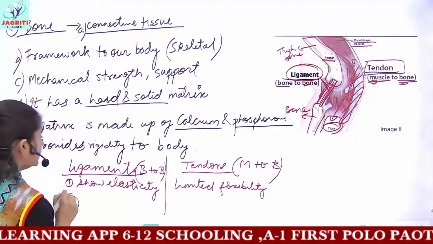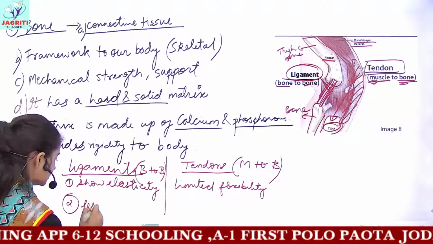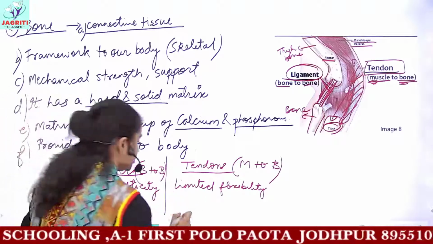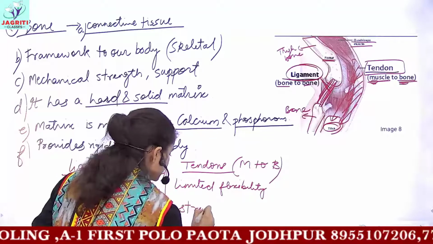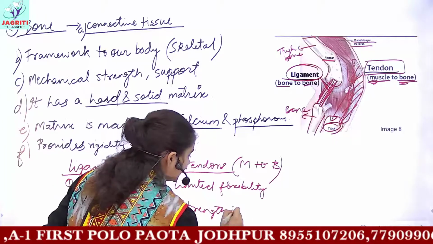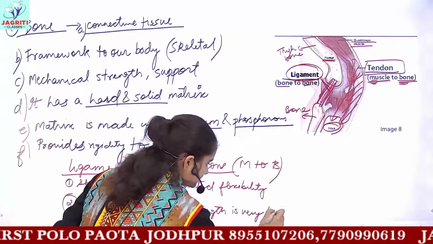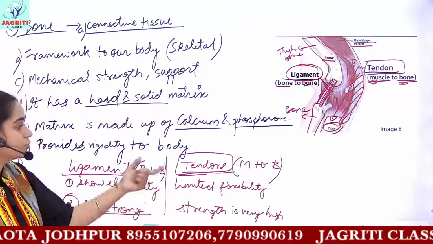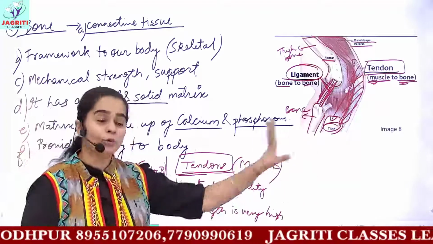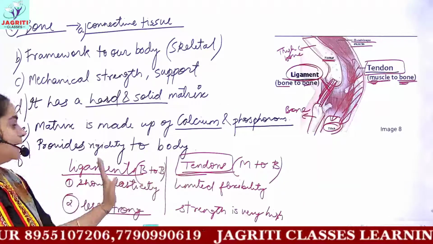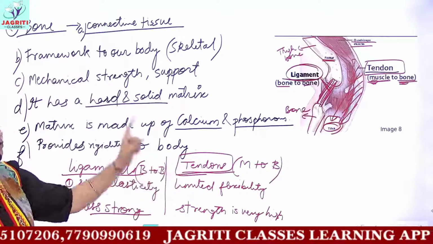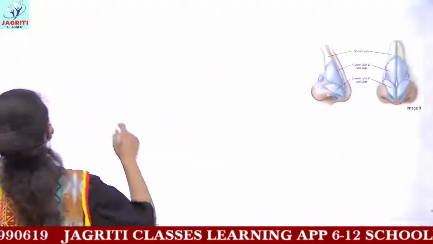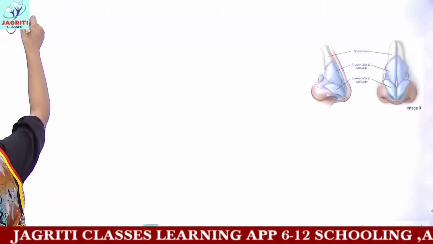But the next point, ligaments are less strong, okay? They have less strength as compared to tendons. Their strength is very high. And these are the fibrous tissue or the fibrous structures which help in attachment of muscles to bones. So this was a difference between ligaments and tendons, and a detailed account of bone, which was your second connective tissue. Now the next connective tissue which we have to study is cartilage.